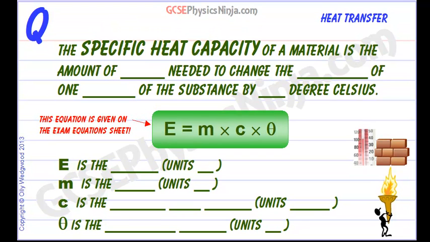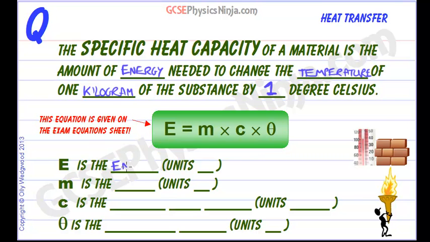And here we are. The specific heat capacity of a material is the amount of energy needed to change the temperature of 1 kilogram of the substance by 1 degree Celsius. And here's the equation that's given on your exam sheet. So what you need to know is what the letters mean.